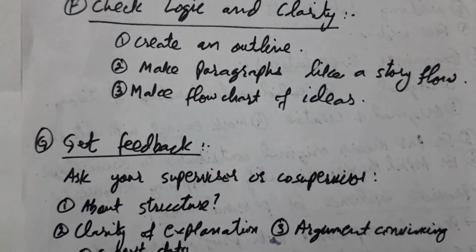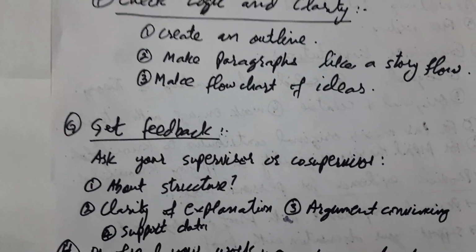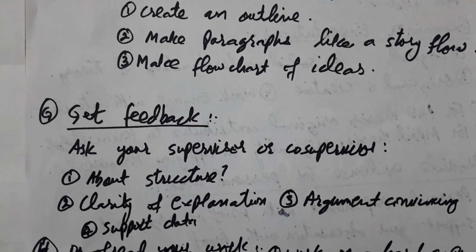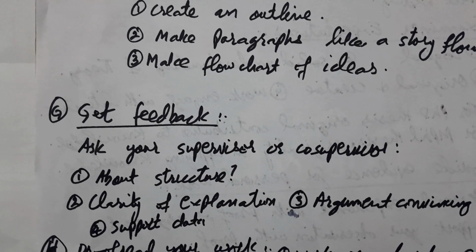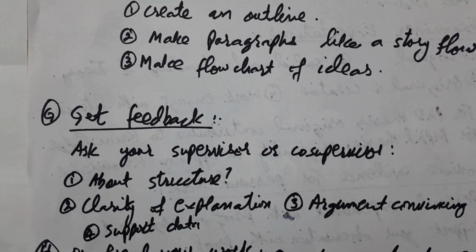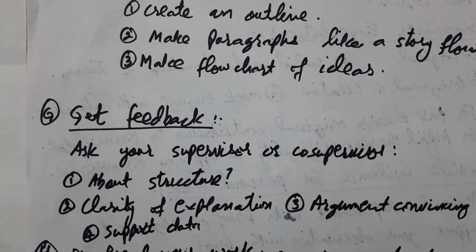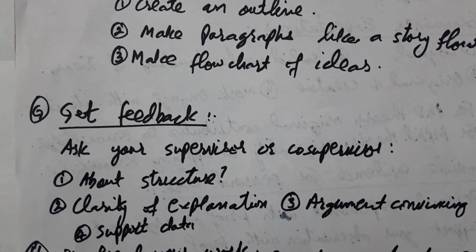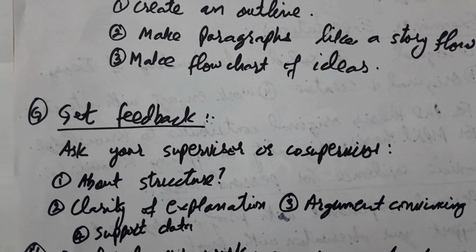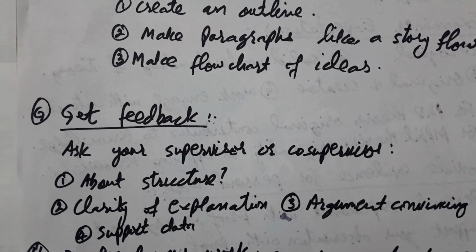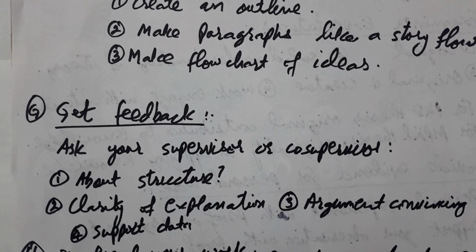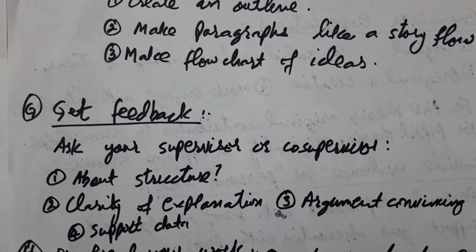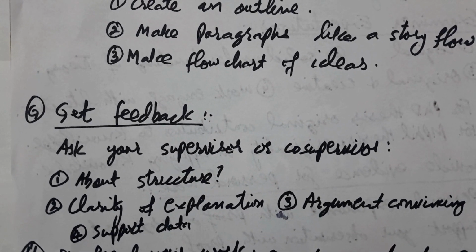Next, get feedback from your supervisor or co-supervisor. It is very, very important. After writing one chapter or half a chapter, check it with your supervisor or co-supervisor. What you are going to ask them for is feedback about the structure. The structure of the thesis is very important. Get feedback about the structure. Get clarity of explanation. They will read and give you feedback on whether your explanation is clear or clarity is missing.